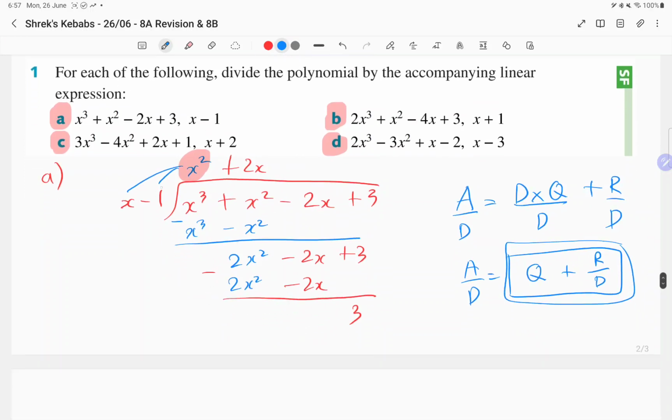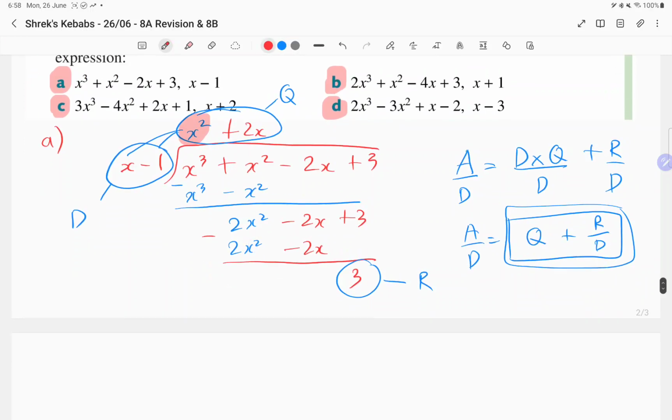So when you write up to this point, what's the quotient? The quotient is the thing that we found. See, this is the quotient. And what's the remainder? The remainder is 3. This is the remainder. Okay, the divisor is what we're dividing by, which is that one there. So that's why the result of the division of our question A would be the quotient, which is what we found, so x squared plus 2x, right? And then plus the remainder, which is 3 over the divisor x minus 1. So that's how the textbook got the answer. Okay?